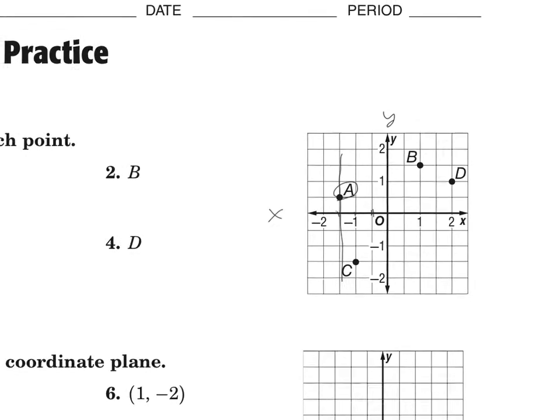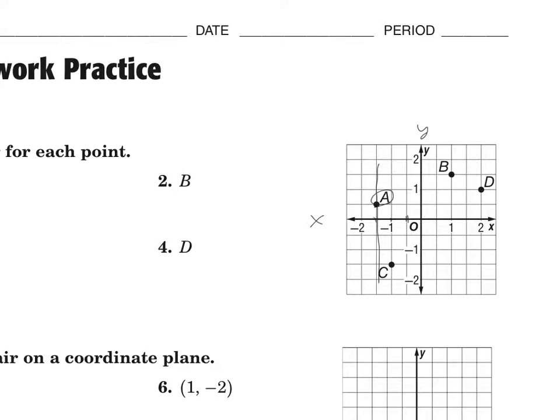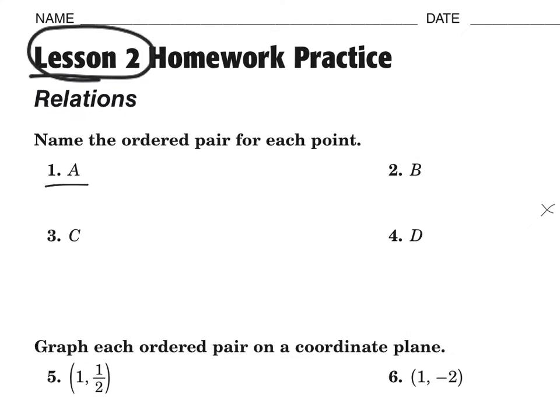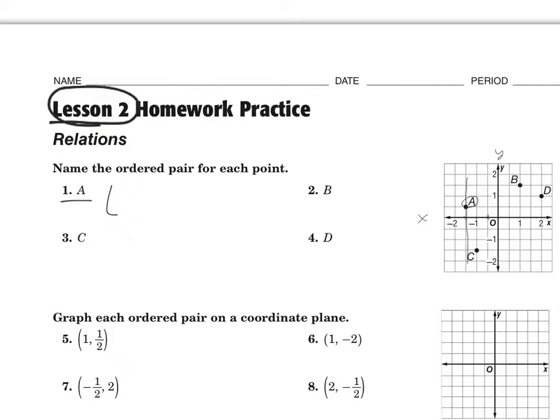So the x address for letter A is at -1.5, and the y coordinate is along this line here, and you can see it's at +0.5. So the ordered pair that graphs point A is -1.5, 0.5.